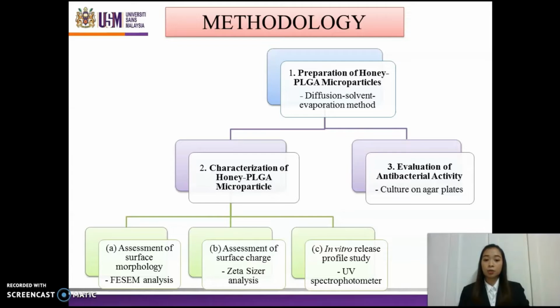And C. In vitro release profile study. The supernatant of the sample was collected and subjected to UV spectrophotometer to detect. And the third one is evaluation of antibacterial activity. The honey-PLGA microparticles were mixed together with the bacterial suspension and incubated for 24 hours, then spread and cultured on the plates. After 2 days, observe the plate to see the result.